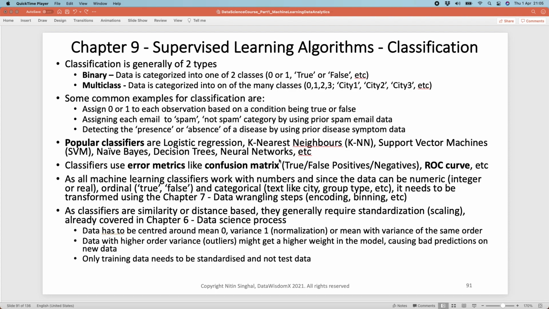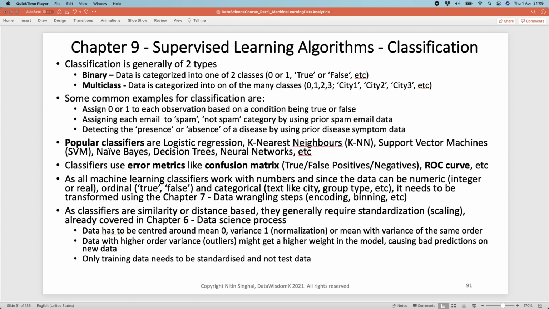So classifiers use their own error metrics like confusion matrix, ROC curve, which is receiver operator characteristics. So we'll explain what these metrics are and how they are calculated. Effectively, what they do is they look for whether the predicted class or category for the output variable y is correct or not. So whether it's a true and false, and then it performs different calculations. So we'll show you how to do that.